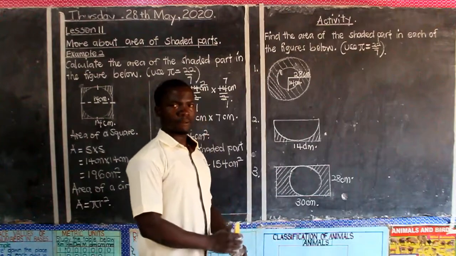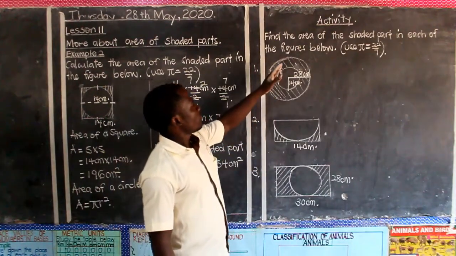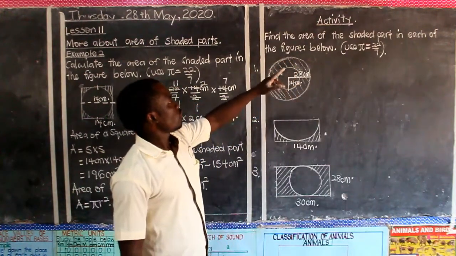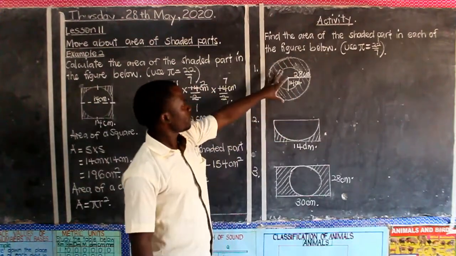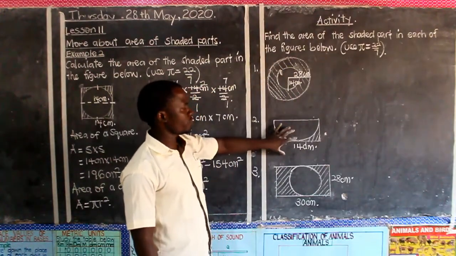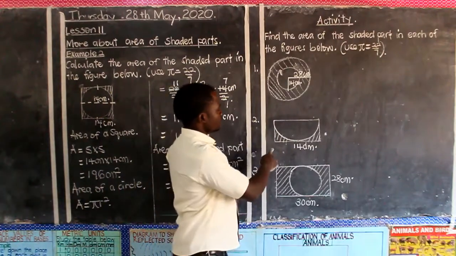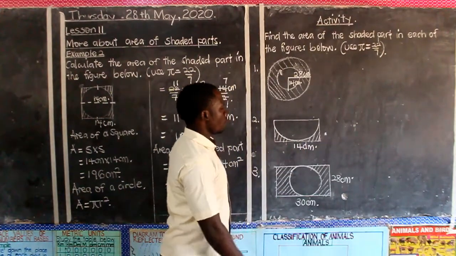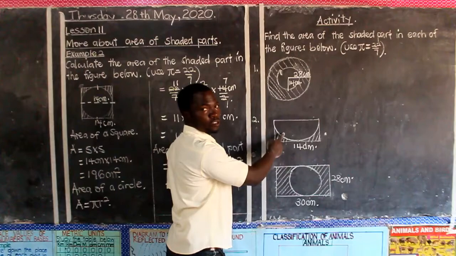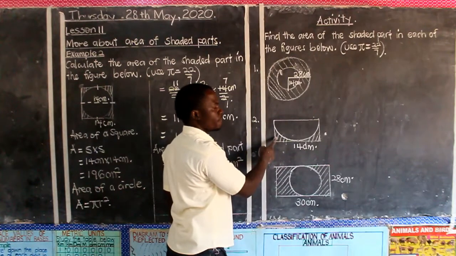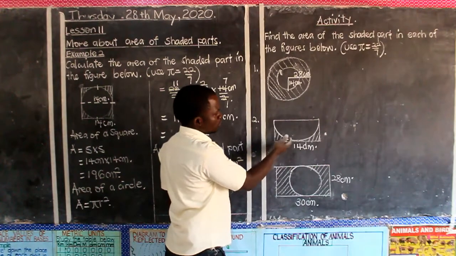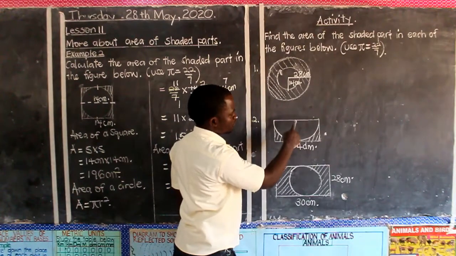I want you to try this work. Find the area of the shaded part in each of the figures below. Here, this one is okay. Come to this, the ninth. Here we have a semicircle. We have a rectangle. Look at the semicircle.